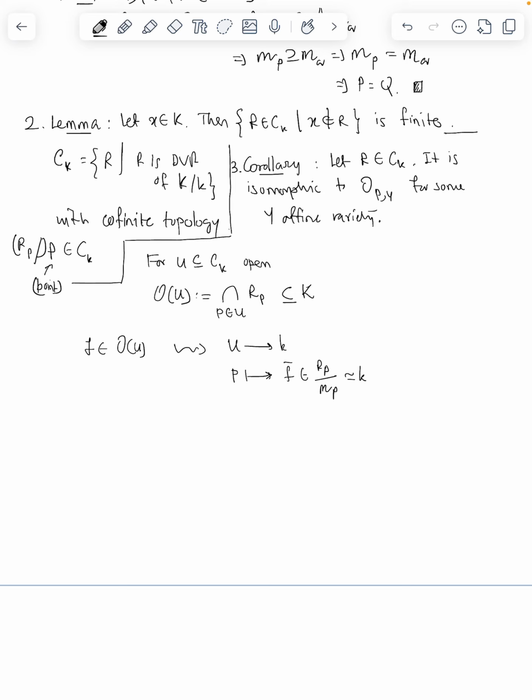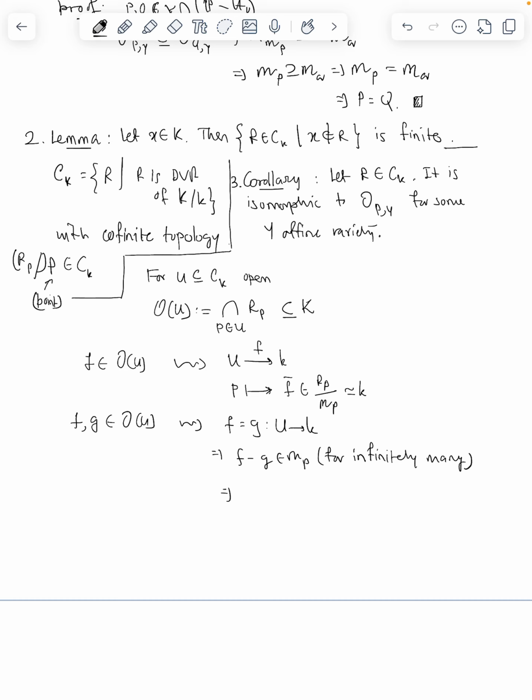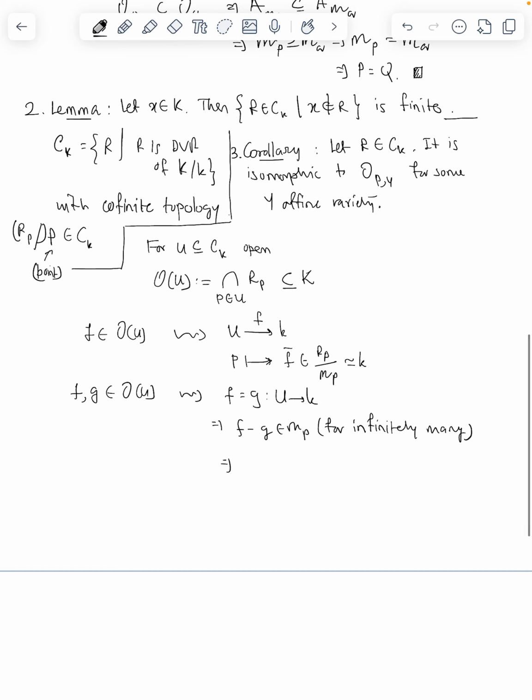And also notice that if you have two elements f and g in OU which define the same function from U to K, that means their difference is zero in the residue field for infinitely many points. Right? Because this set CK is infinite and U is basically the complement of a finite set, so it's in particular infinite. Now by lemma 2, this will exactly mean that f is equal to g.